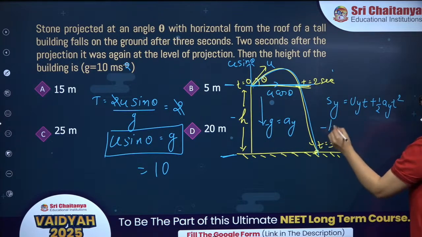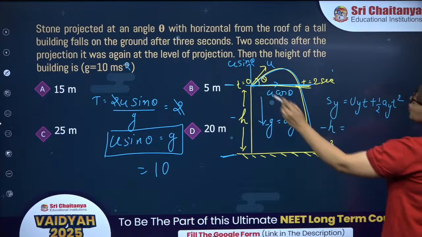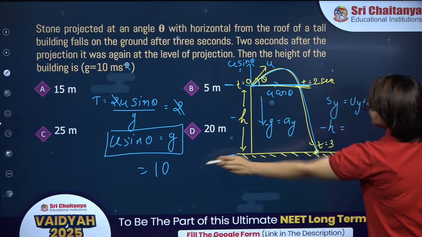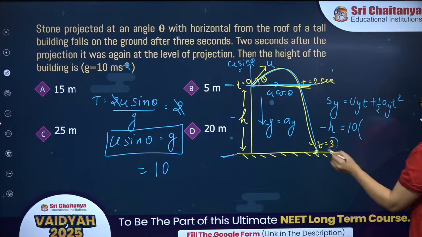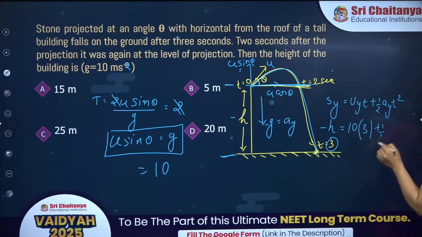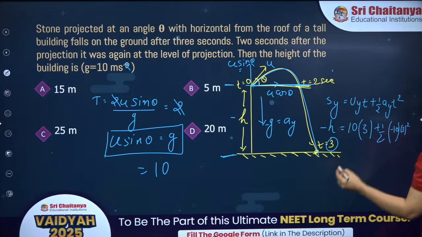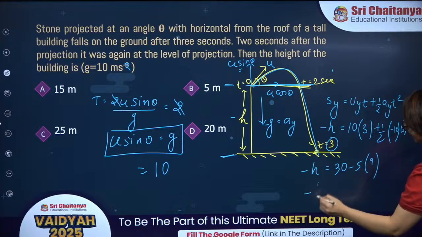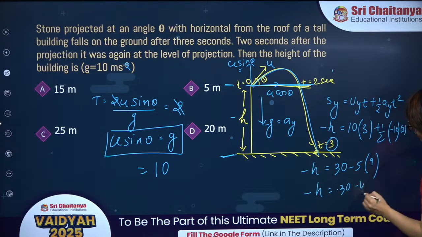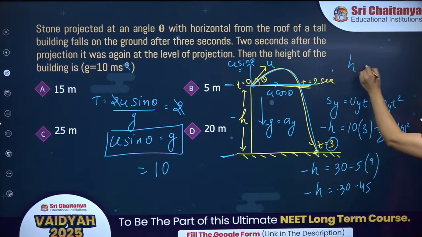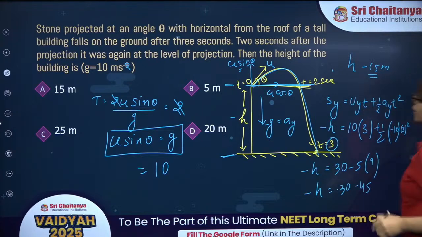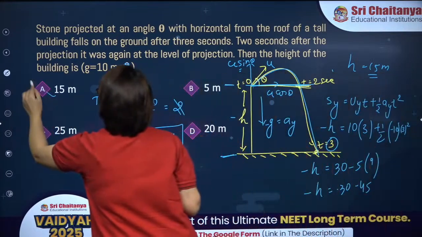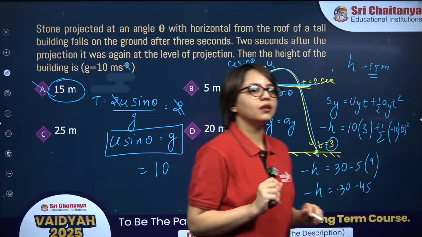So Sy is minus h, which is uy, u sin theta, is 10 into t, total time is 3, plus half ay, which is minus 10, into t square, which is 3 square. So minus h is equal to 30 minus 5 into 9. So minus h is equal to 30 minus 45 and h will be 15 meter. So the height of the building is equal to 15 meter, which is option A.